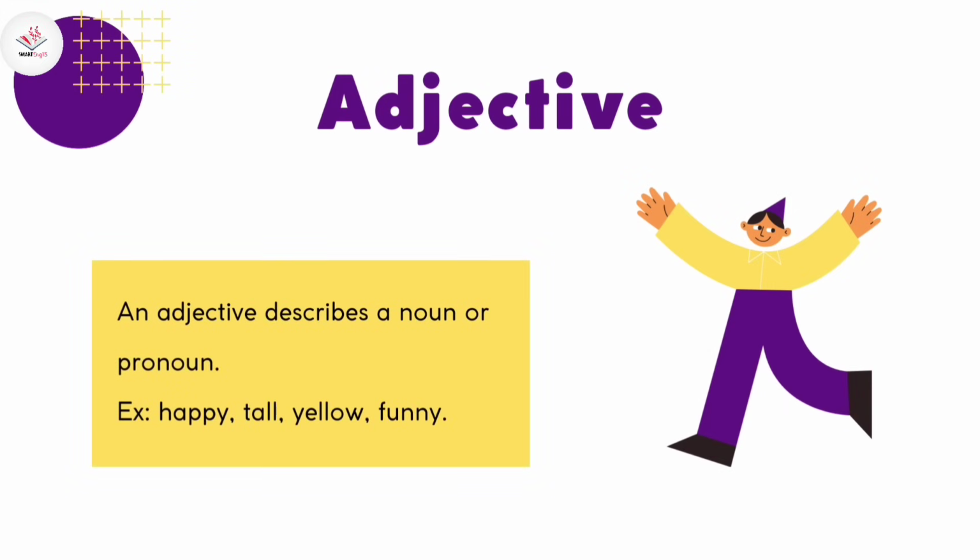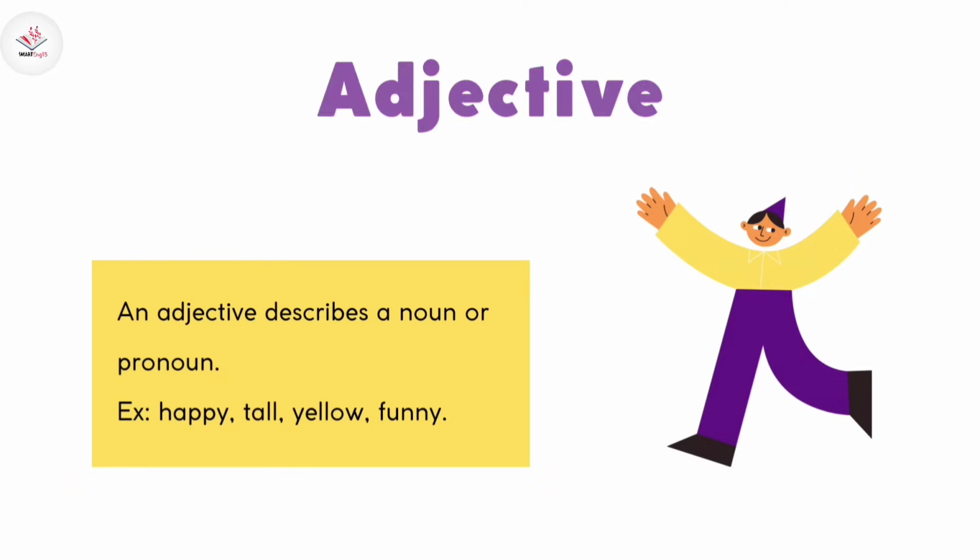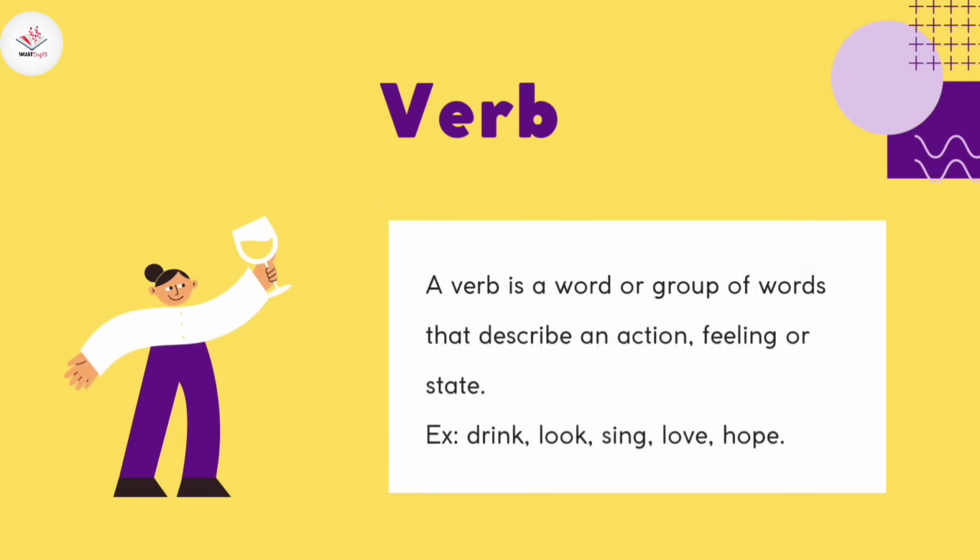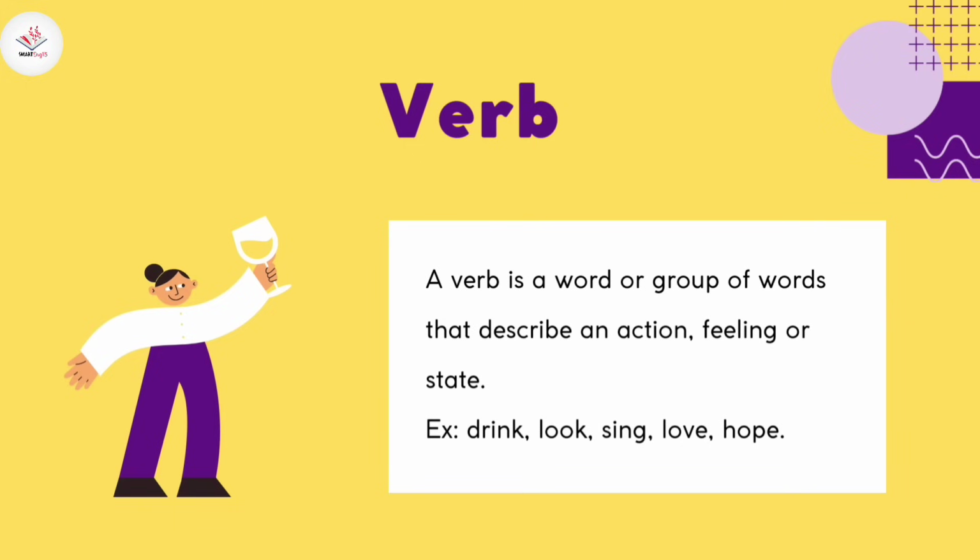Next, adjective. It is also known as a describing word. So an adjective describes a noun or pronoun, maybe happy, tall, the color yellow or being funny. So now let's understand verb. Verb is a word or group of words that describe an action, feeling or state. Example: drink, look, sing, love, hope, any work happening around us.